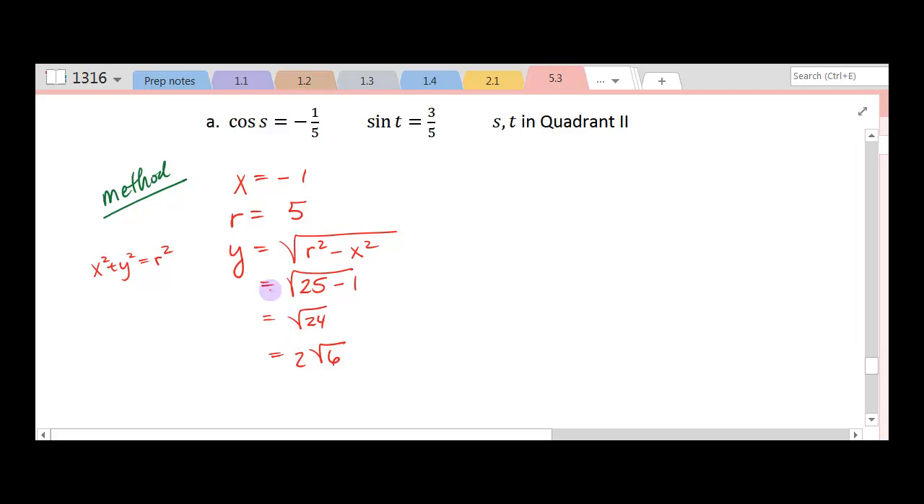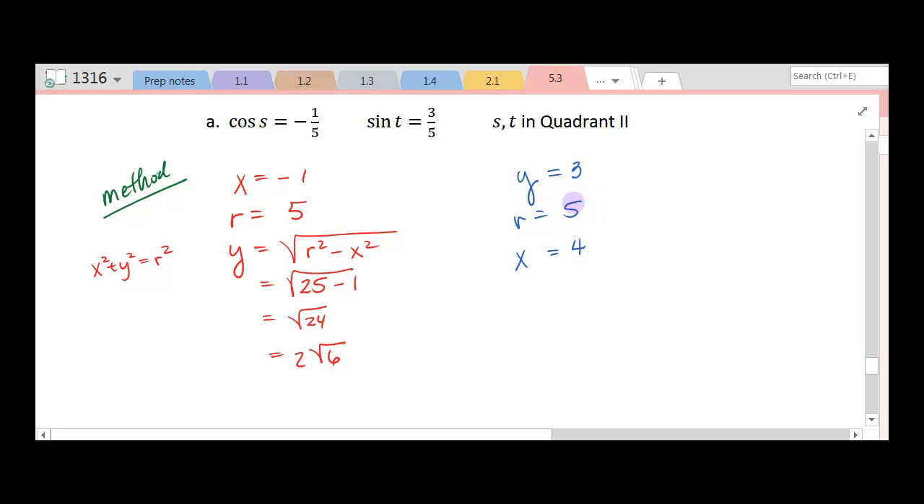So I know x, y, and r for angle s, and now let's do the same thing for angle t. Here, I'll just use a different color. Over here, I know that y is equal to 3, r is equal to 5, and x is going to be equal to 4 because that's a 3, 4, 5 triangle.